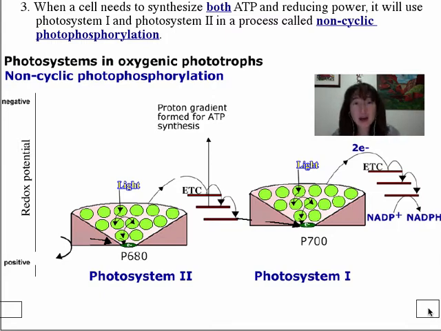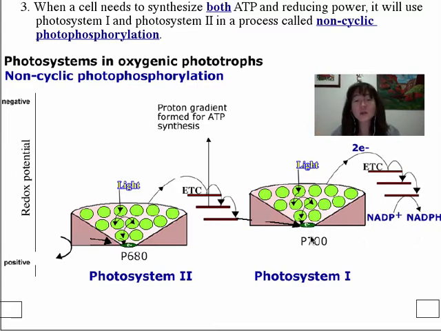Now, reducing power has effectively been made. So one of the two products that we promised from non-cyclic photophosphorylation has been effectively generated. But check it out. In doing so, those electrons that used to get recycled back to P700 can't get recycled anymore. They are now part of the reducing power that can be used to power those dark reactions. So they can no longer be recycled.